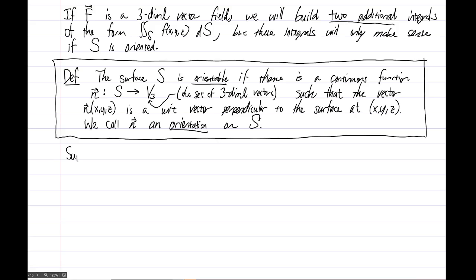Now suppose that S is given by the parameterization r of u comma v. And let's say that S is already known to be orientable, that is, it has two sides. Okay, but how can we actually find an orientation? How can we find this n function that's here in notation form, which will be needed for computation?